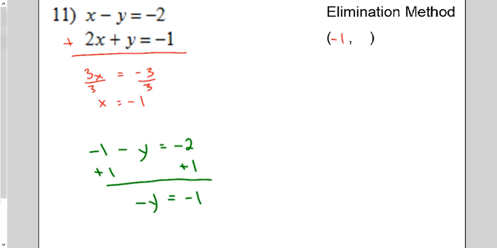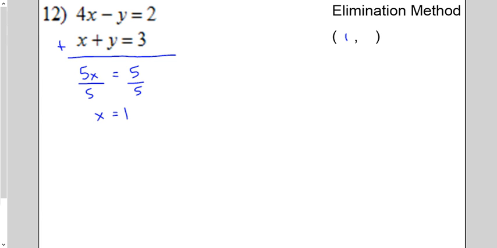Now, it's normally at this point that people will get a little sloppy because they're tired of all the steps, so that's a -1 there. So divide both sides by -1 and y equals +1. So x equals -1, y equals +1. Be extremely careful. And here's the very last one.